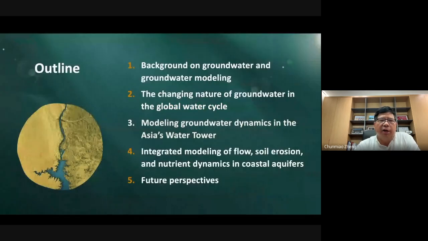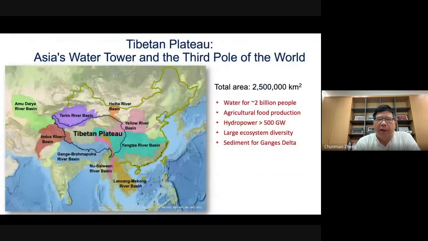So very quickly, those are some of the key points from this review paper for those interested in this article. Okay, the major part of my presentation will be on 2 case studies in modeling groundwater dynamics. The first case study here is modeling groundwater dynamics in the Asian water tower. And this is in the Tibetan Plateau.